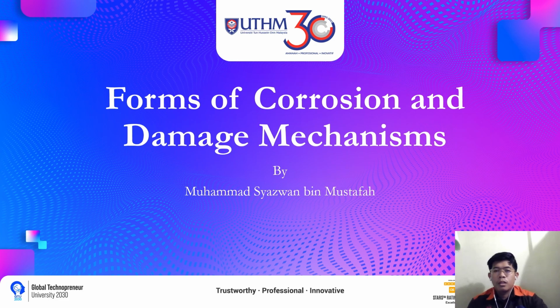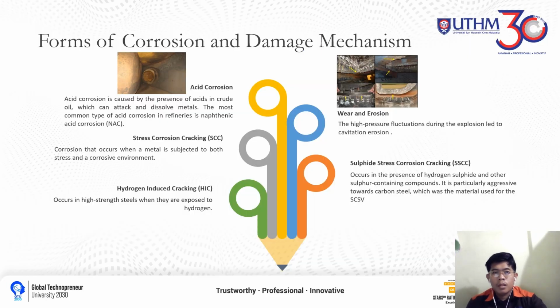Assalamualaikum. Today I'm going to present forms of corrosion and damage mechanism. There are likely five types of corrosion and damage mechanism. First is acid corrosion. It's caused by the presence of acids in crude oil, which attack and dissolve metal. A common type of acid corrosion is naphthenic acid corrosion.